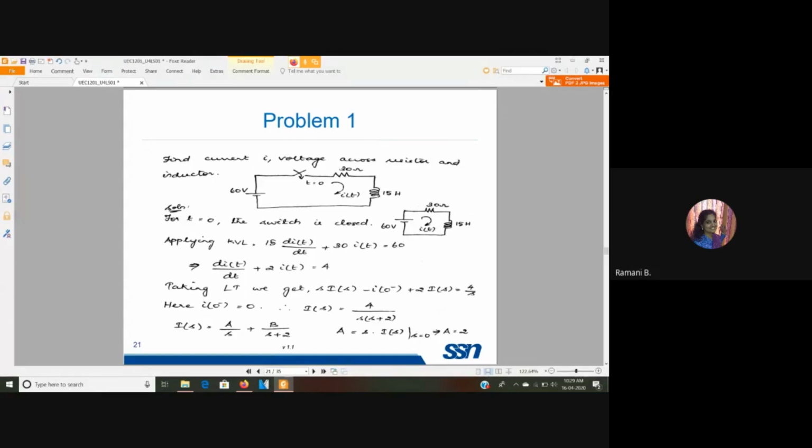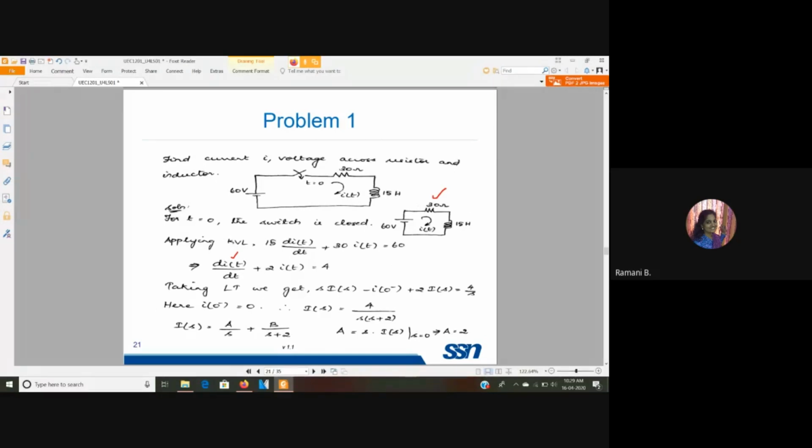Once the switch is closed, your circuit will look like this. So applying KVL, we will have 15 di/dt plus 30 I(t) equal to 60. Now, as I mentioned, making the di/dt term with coefficient 1, we have di/dt plus 2 into I(t) equal to 4. Now taking the Laplace transform, we get s into I(s) minus I(0-) plus 2 into I(s) is equal to 4/s.